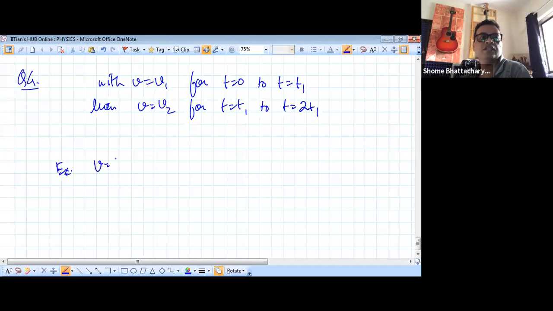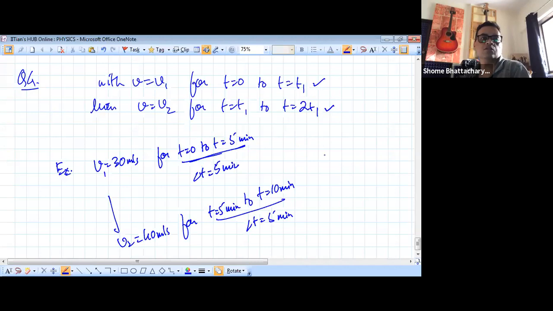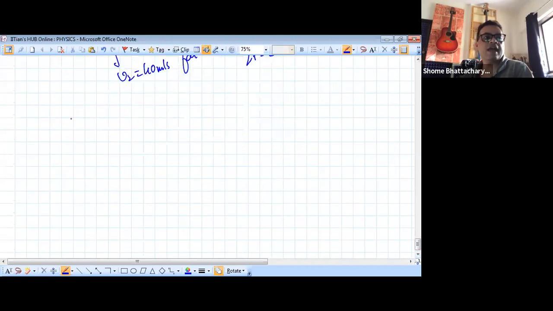So for example, if we traveled at v equal to 30 meters per second for t equal to 0 to t equal to 5 minutes, he has traveled for a total time of how much? 5 minutes. The interval of time is 5 minutes. Now he's traveling at some new speed, let's say 40 meters per second. But for how much time? The same 5 minutes now. So he will now be traveling from time 5 minutes to how much time? 10 minutes. So the interval of time, this delta t, is again 5 minutes. That is why if this is some time t1, this will have to become 2t1. So now we have to find the average speed. So what will the average speed be?